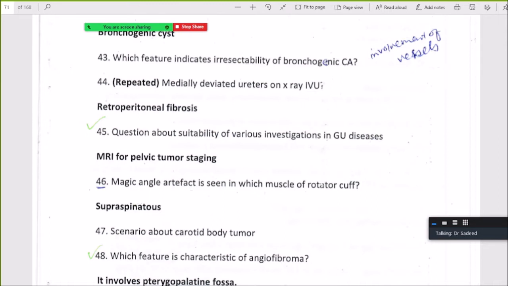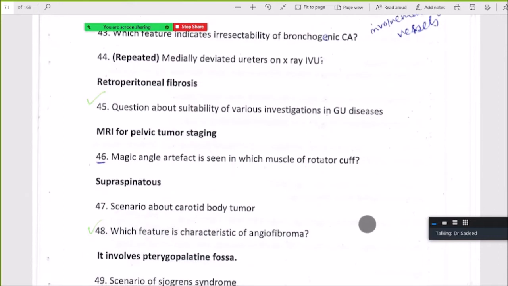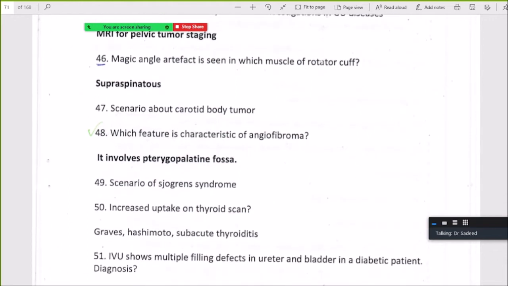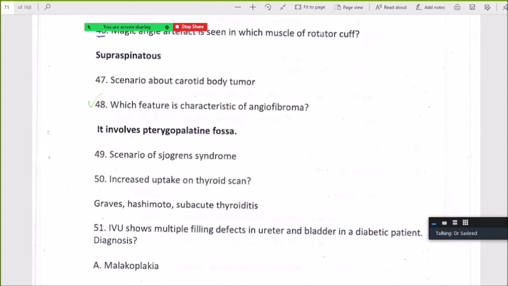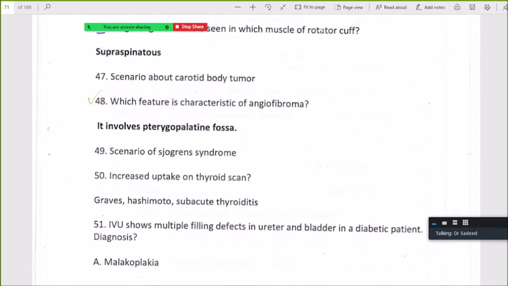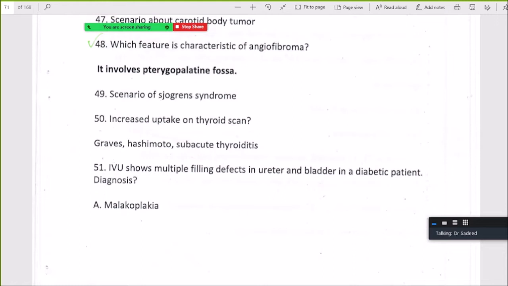46. Magic angle artifact is seen in which muscle of the rotator cuff? Supraspinatus. 47. Scenario about cardiac tumor. 48. Which features are characteristic of angiofibroma? Intraoral, pterygopalatine fossa. 49. Scenario of Sjogren syndrome. 50. Increased uptake on thyroid scan is seen in Graves, Hashimoto's, subacute thyroiditis.